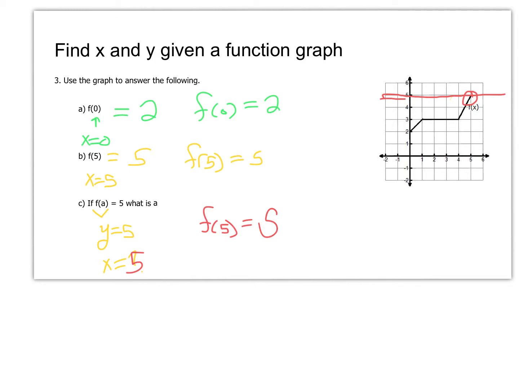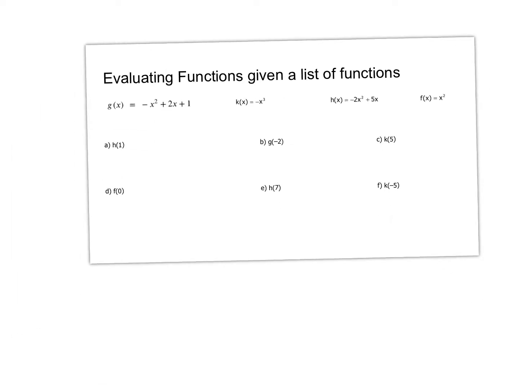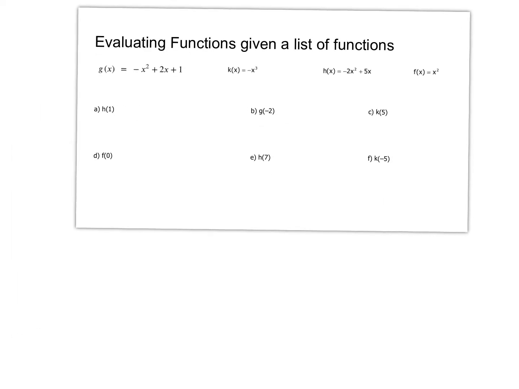All right, so let's move on. Okay, number 5, evaluating a list of functions. Notice up on the top here, they give us a list of functions. g of x is this, k of x is this, h of x is this, and f of x is this. So remember what I said at the beginning of the film, the letter indicates which function you're using. So for letter A, we're going to use the h function.